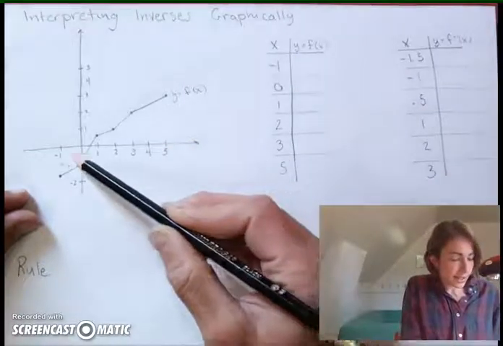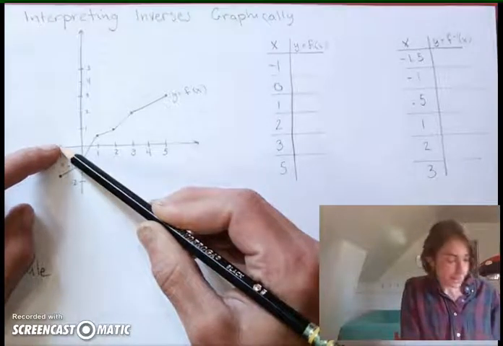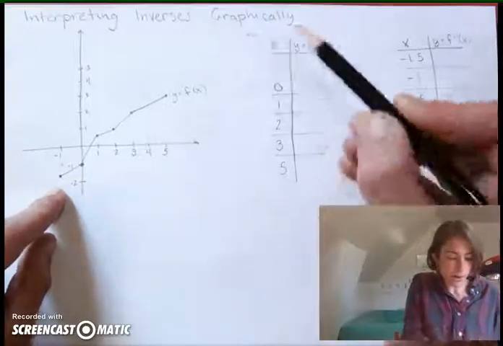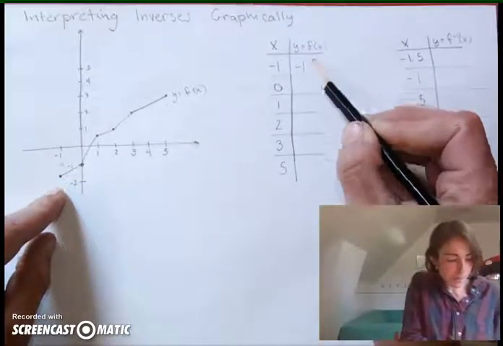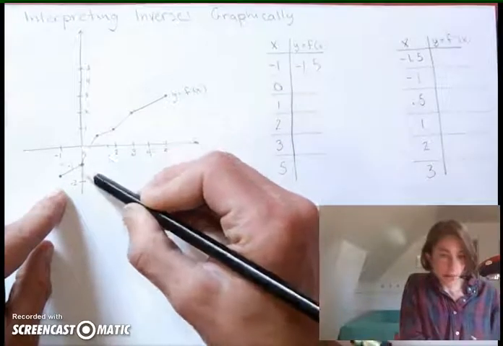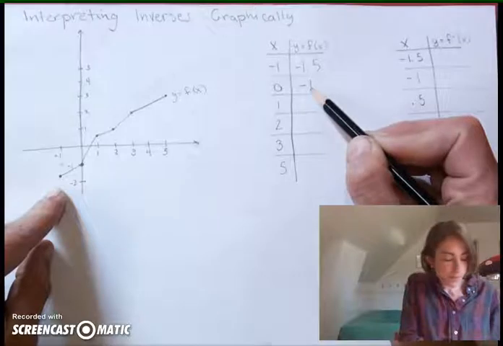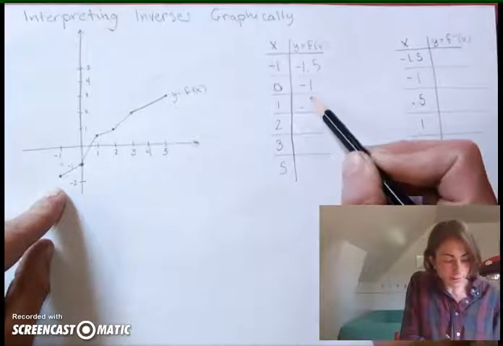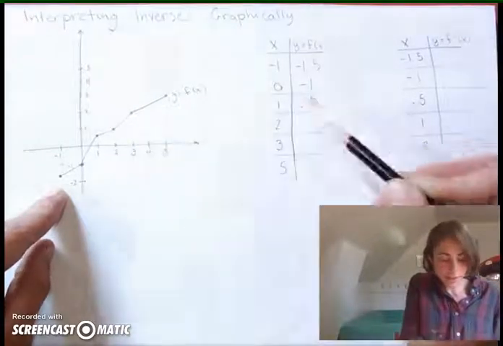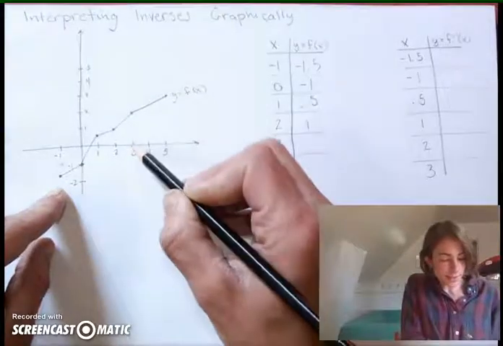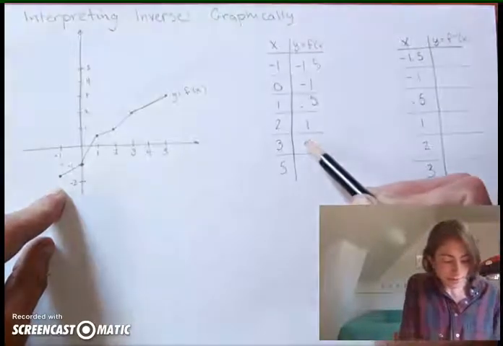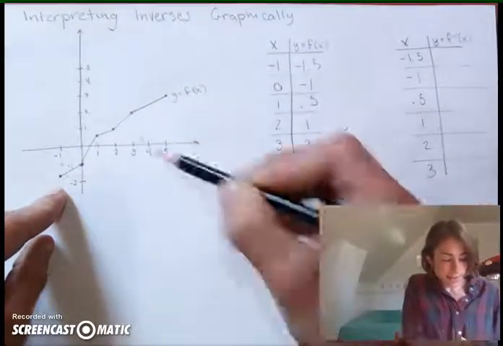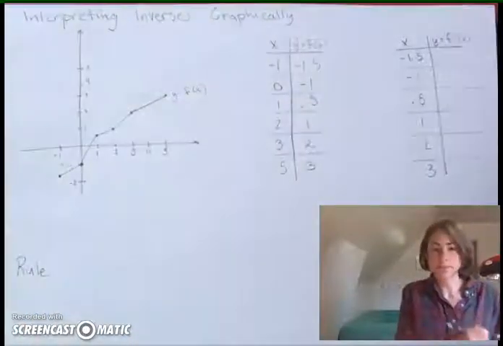So when x is -1, we want to know what f of x is, so what is y? And if we look, it's -1.5. When x is 0, y is -1. When x is 1, y is about 0.5. When x is 2, y is 1. When x is 3, y is 2. And when x is 5, y is 3. I skipped 4 just because there's not a distinct point.